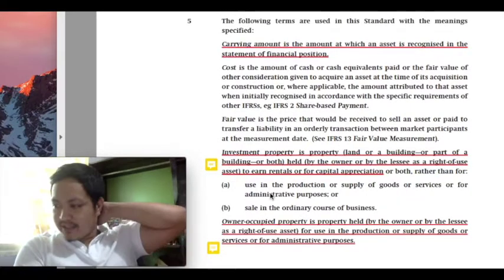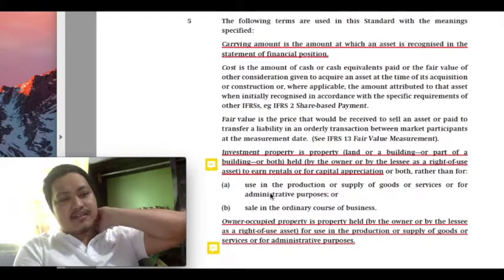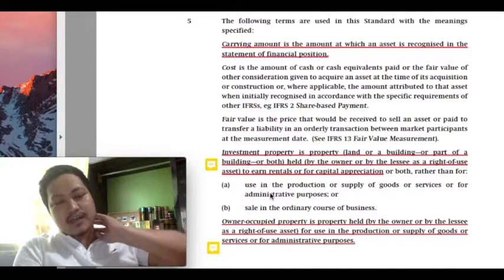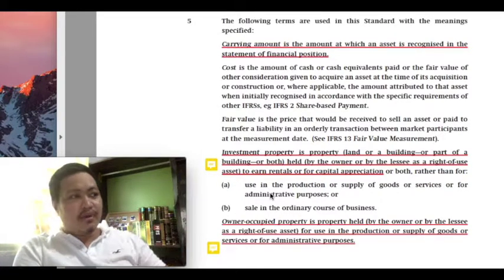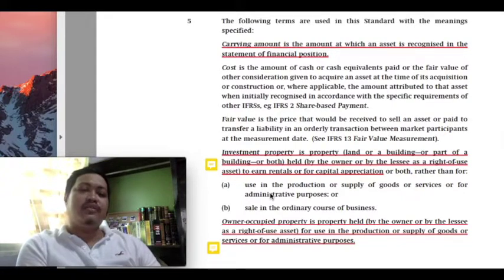Please take note of that, class, just in case that would be asked. Okay, cell sites, radio towers, billboards, class, because they lack the features that are common for your buildings, they are not considered as an investment property.